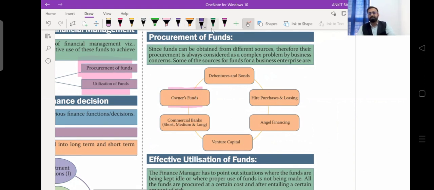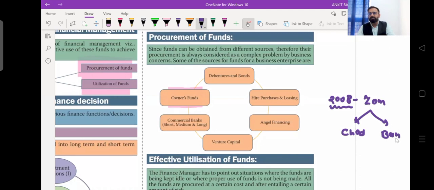I can take the example of Zomato here. Zomato was started in the year 2008. And who started Zomato? Zomato was started by two people who belong to Delhi. I don't remember the names. One was Chadda ji and the second was Bansal ji. What they did was start this business and invest their own money when they started it. So if you have enough money, you can invest your own money when you are starting the business.